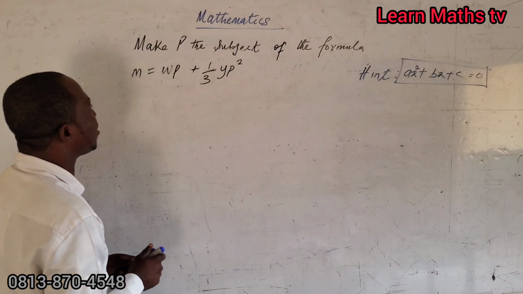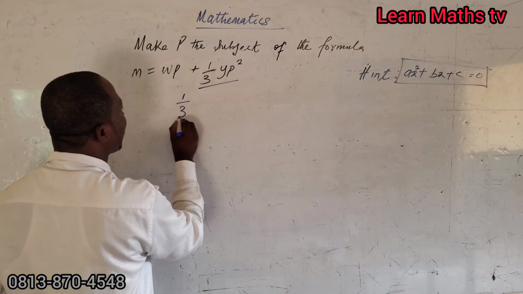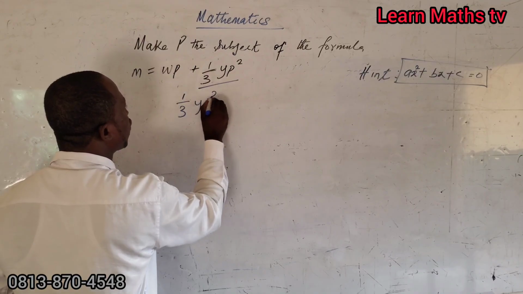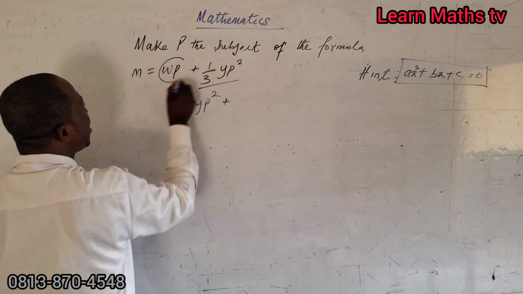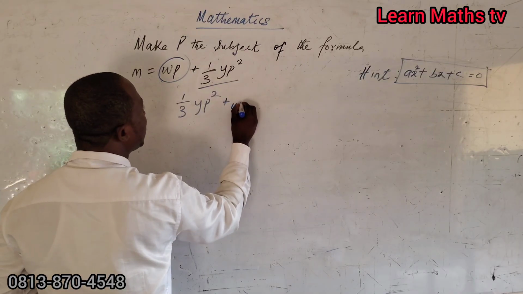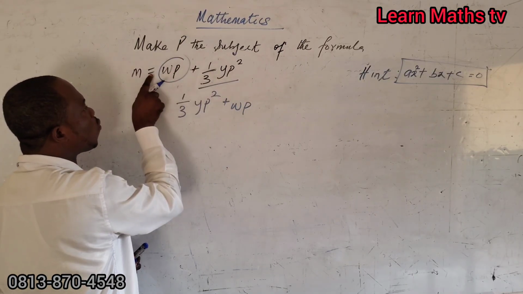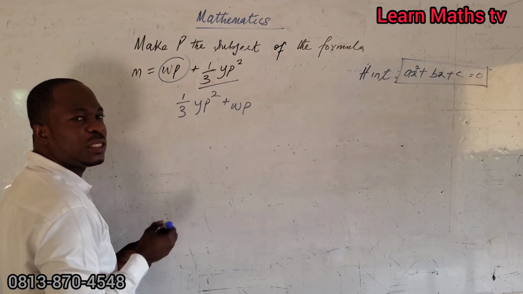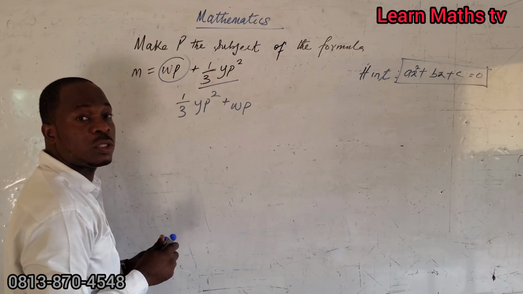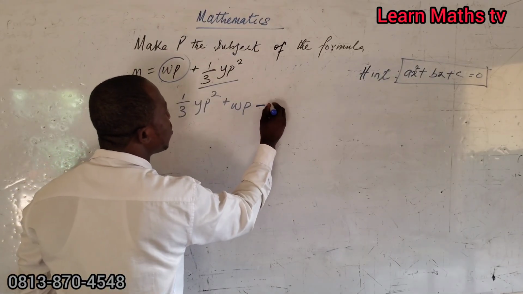How am I going to rearrange it? Permit me to write this one first. So I'm going to write 1 over 3 YP squared. Of course, that's plus here. I put my plus. The next thing is to pick this, and I'll write WP. The next thing is this M crossing over the equal sign becomes minus M. Any number that is positive that crosses the equal sign, of course, changes sign. So our M becomes minus M.